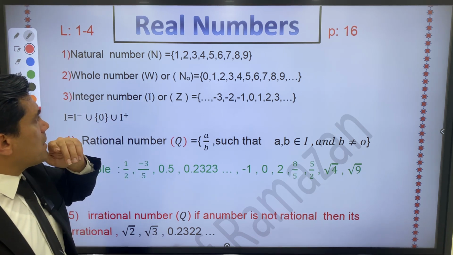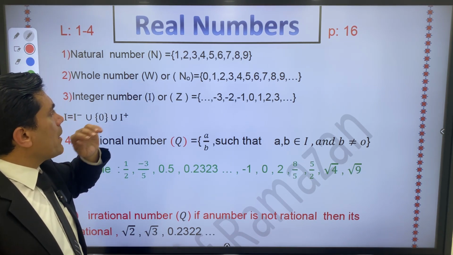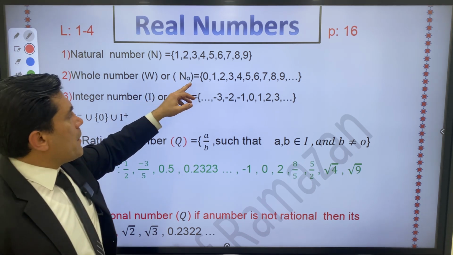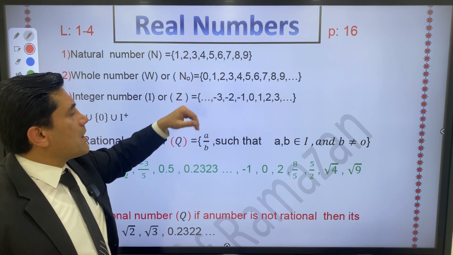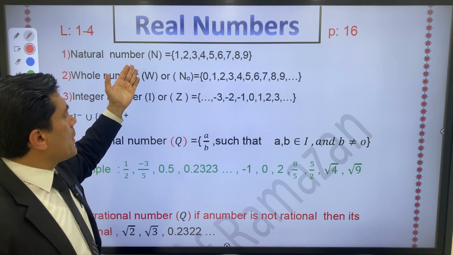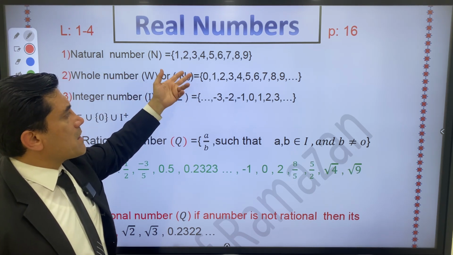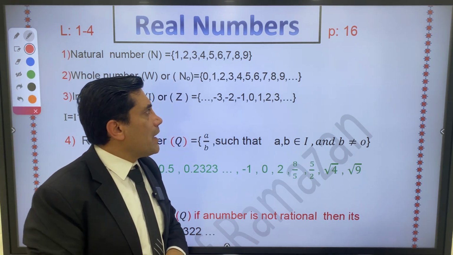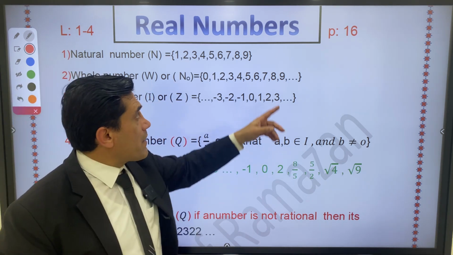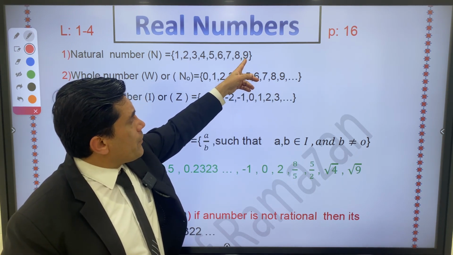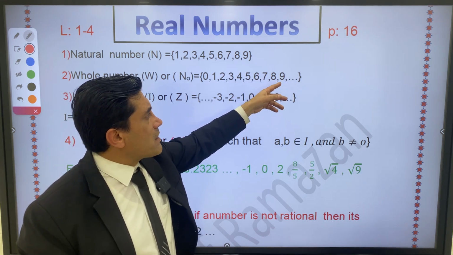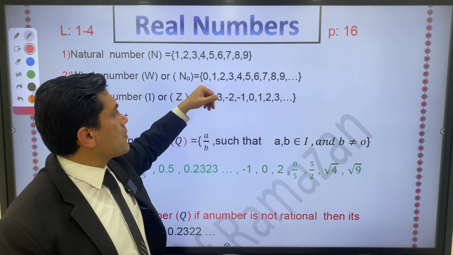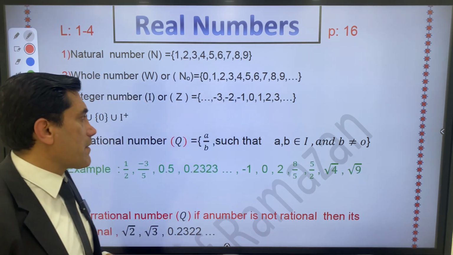About whole numbers, the symbol of whole numbers is W, or N with a small circle. Whole numbers start at 0. That means the difference between natural numbers and whole numbers is 0. Just add 0: 0, 1, 2, 3, 4, 5, 6, 7, 8, 9, and then 10, 11, like this.